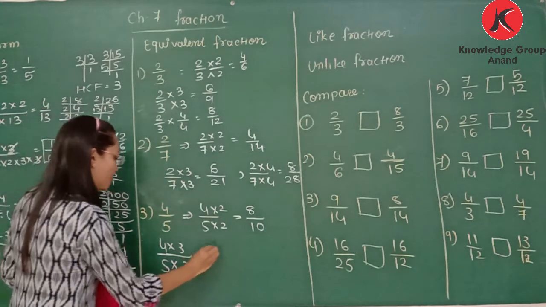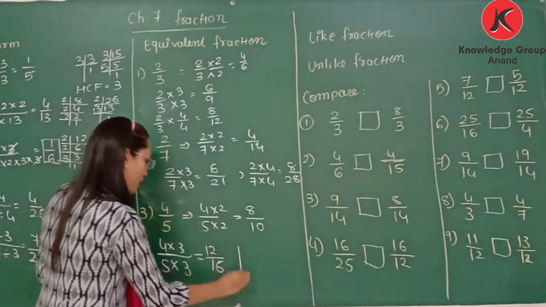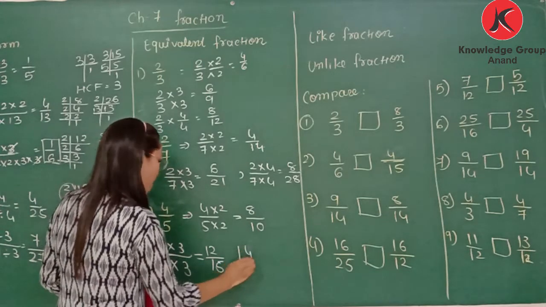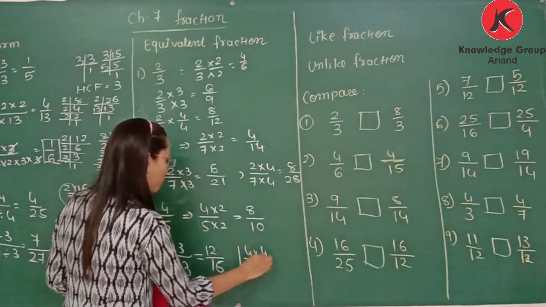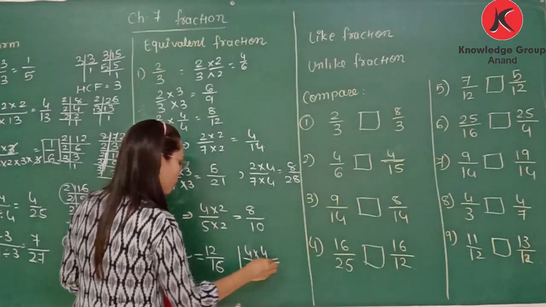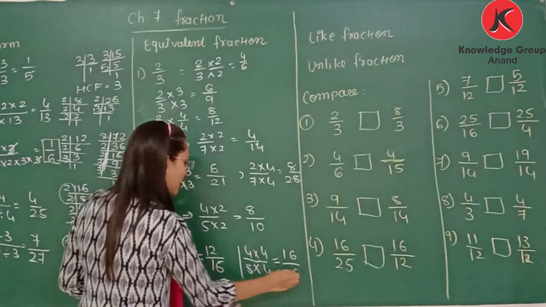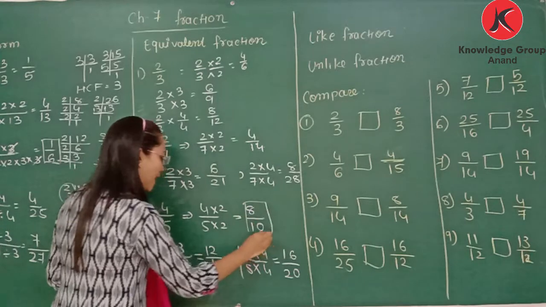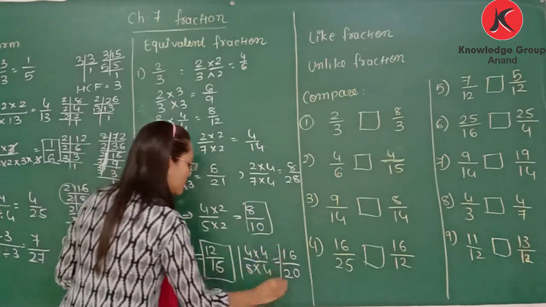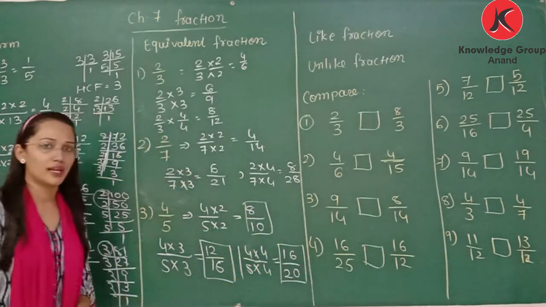So here it is 12 by 15, and 4 by 5 you multiply with 4 and 4. So 4 4s are 16, 5 4s are 20. So this 8 by 10, 12 by 15, 16 by 20 are equivalent fractions.